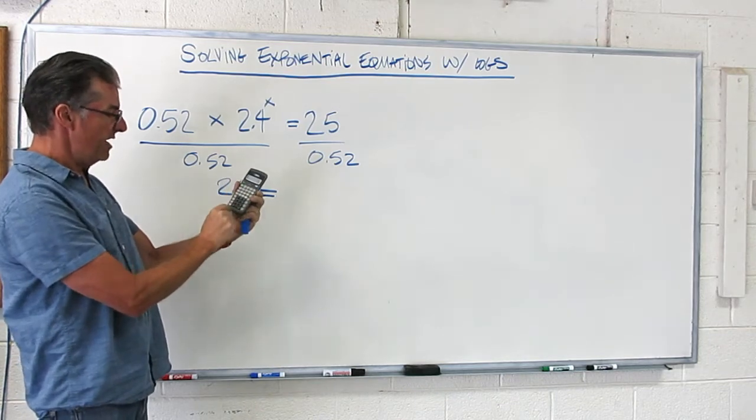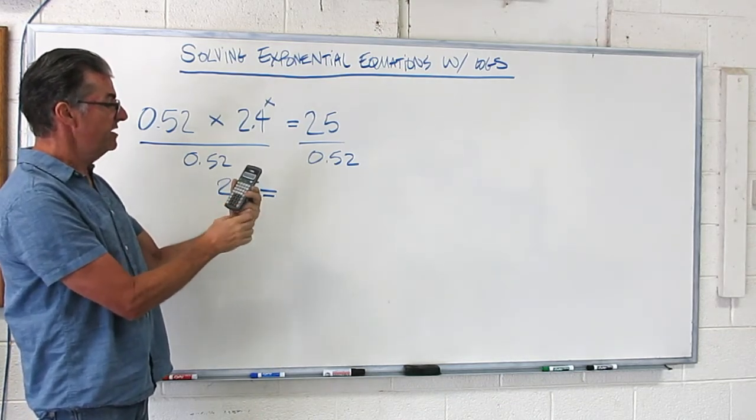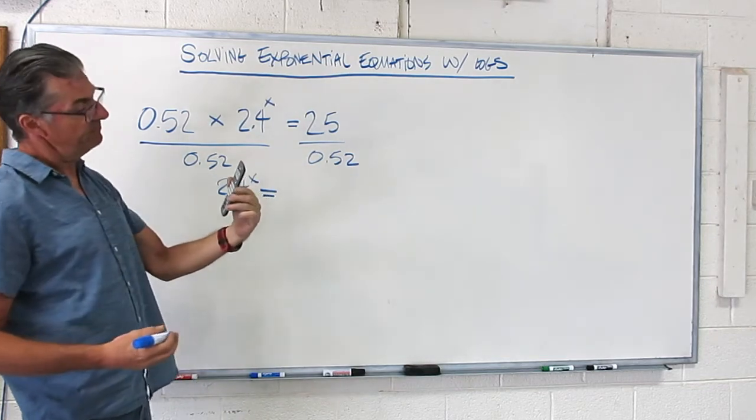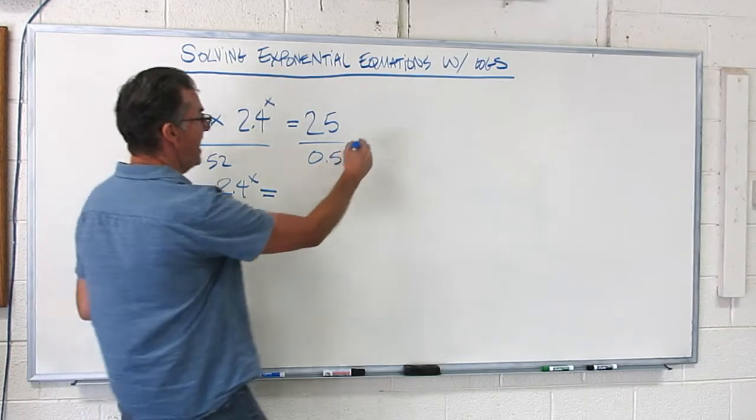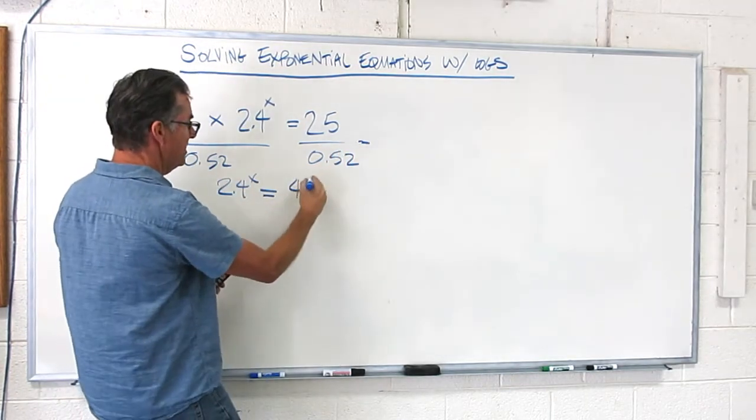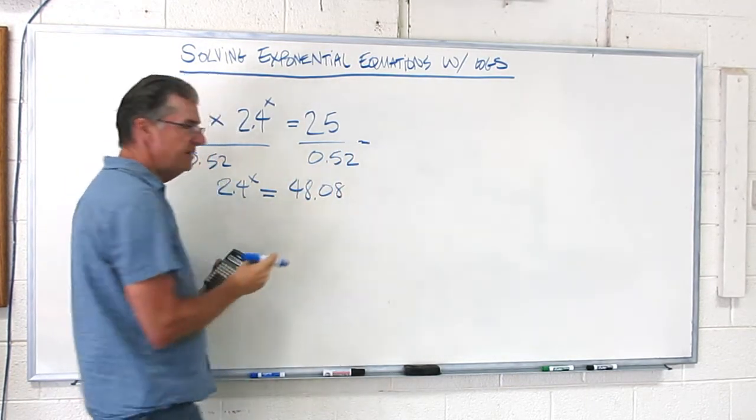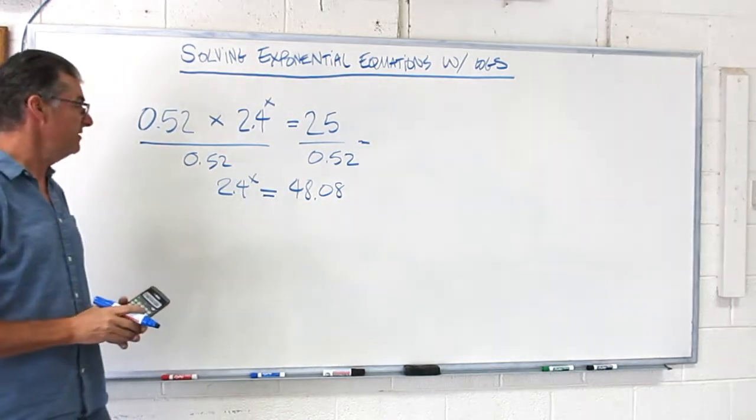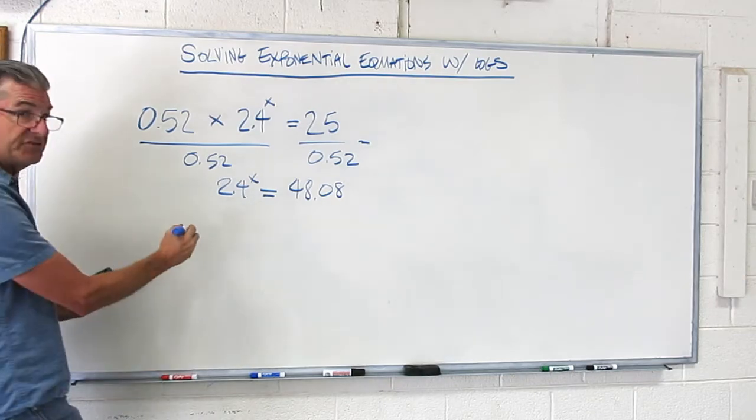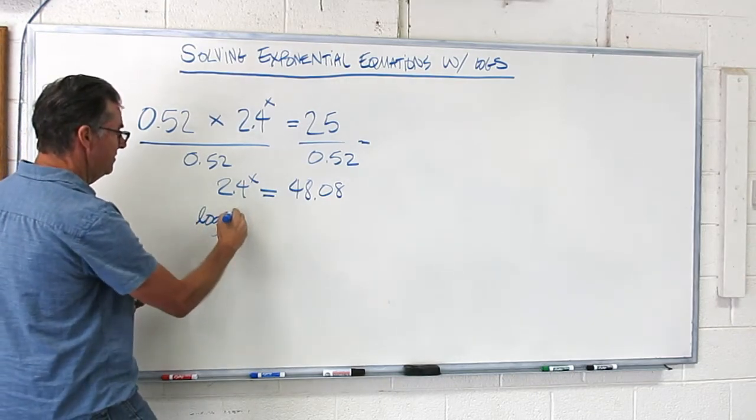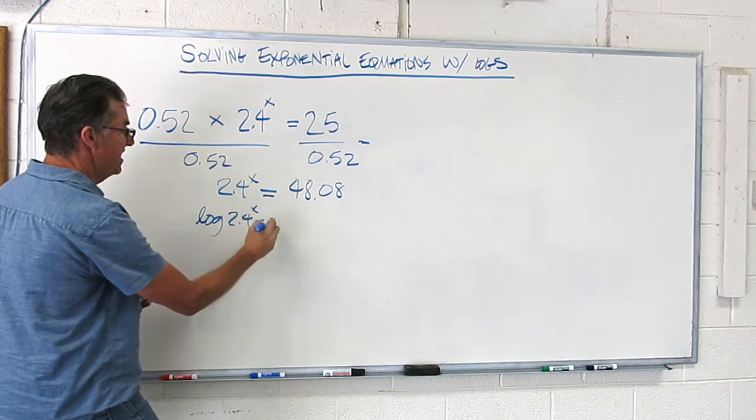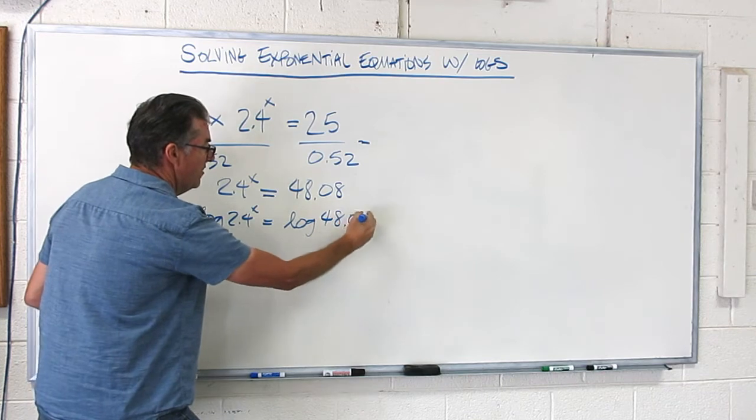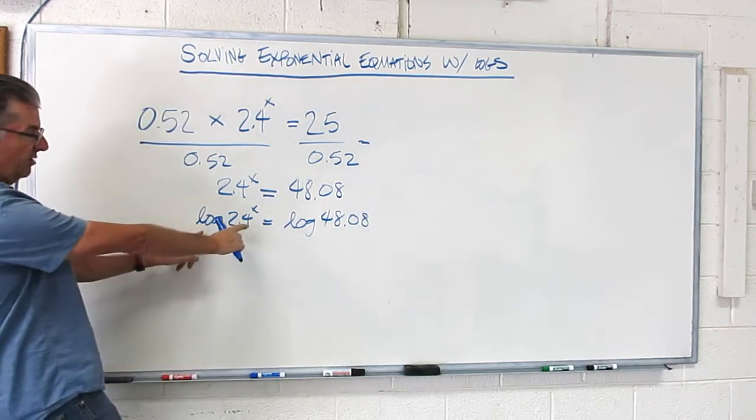let me get my calculator, here we go, 25 divided by 0.52, that's going to give me 48.08, let's do that. We'll do it down here, 48.08. It's always a good idea to carry a couple decimals with you just so your answer is more accurate. So now I can take the log of both sides, log of 2.4 to the x equals the log of 48.08.